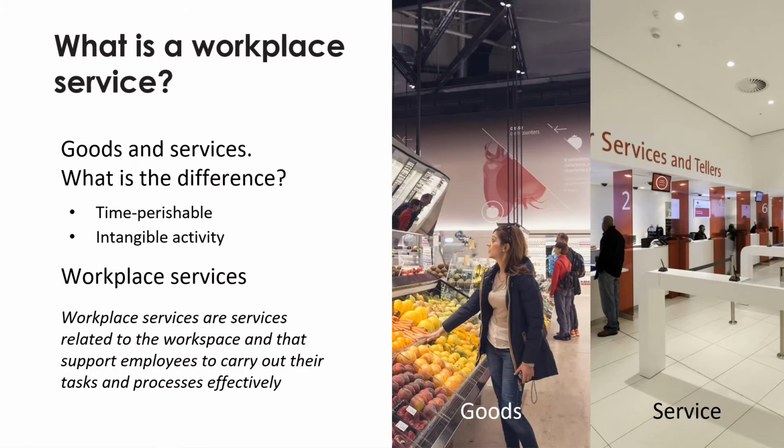So first of all, talking about workplace services, the first question is what is a service? Facilities management standard defines them as a time-perishable, intangible activity performed for an entity. Thus, opposed to products, services are intangible and perish as the delivery of service ends. These characteristics differentiate them from products, which has important consequences for their design and management. So in the context of the workplace, services refer to the services which support the buyers and end users of a workplace and support employees to carry out their tasks and processes effectively.